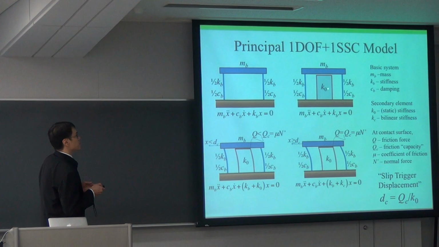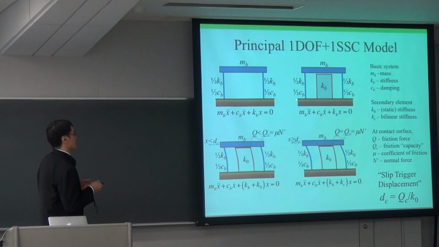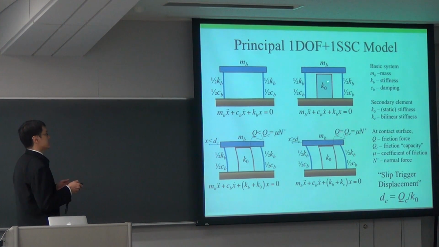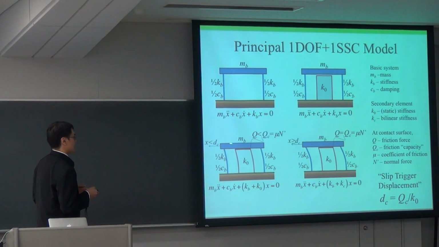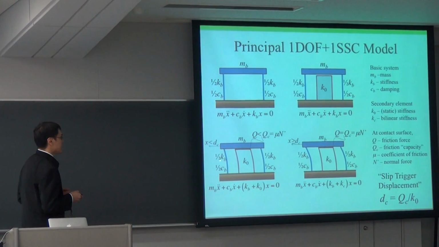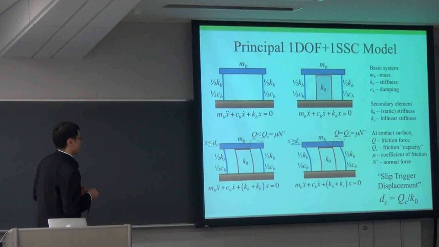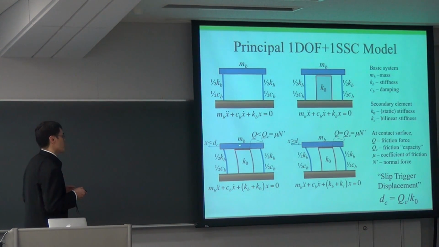If we introduce a secondary component, but there's no contact surface, the system equation is basically the same as this. But if there's contact with the secondary component, there are friction forces developed there, particularly when the mass starts to move. Essentially when the amplitude is very low, such that the displacement is less than what I call the slip trigger displacement, QC, which is the maximum friction force, equal to the friction coefficient times the normal force, divided by K naught, the stiffness of the secondary component.